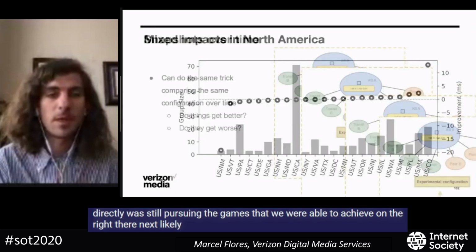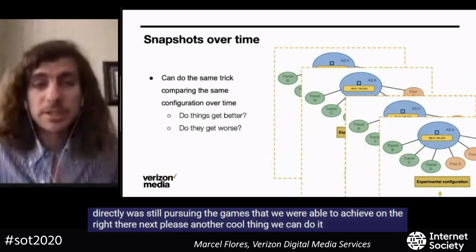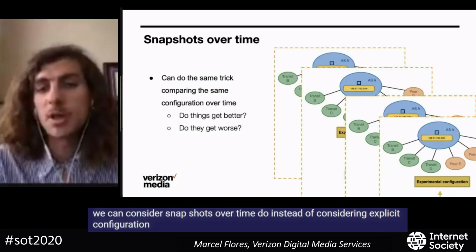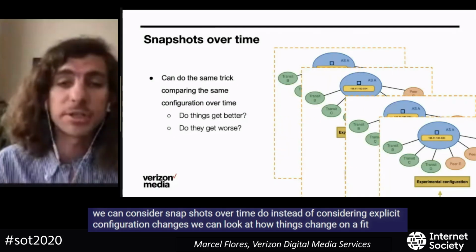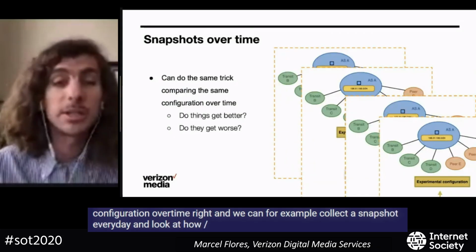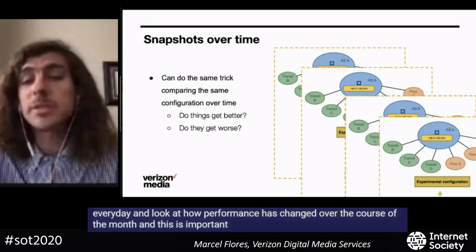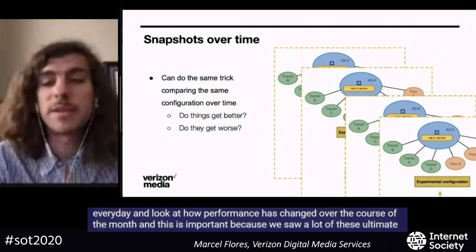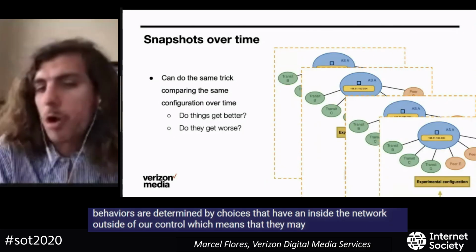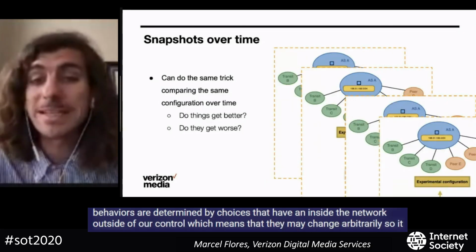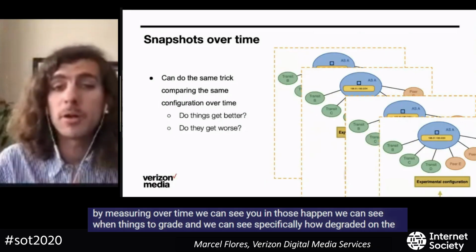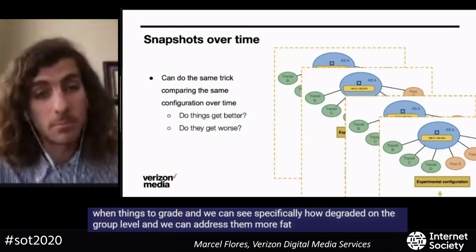Next slide, please. Another cool thing we can do with DailyCatch is we can consider snapshots over time. So instead of considering explicit configuration changes, we can look at how things change on a fixed configuration over time, right? And we can, for example, collect these snapshots every day and look at how performance has changed over the course of a month. And this is important because, as we saw, a lot of these ultimate behaviors are determined by choices that happen inside the network, outside of our control, which means that they may change arbitrarily. So by measuring over time, we can see when those happen, we can see when things degrade, and we can see specifically how they degraded on the group level, and we can address them more effectively and more quickly.